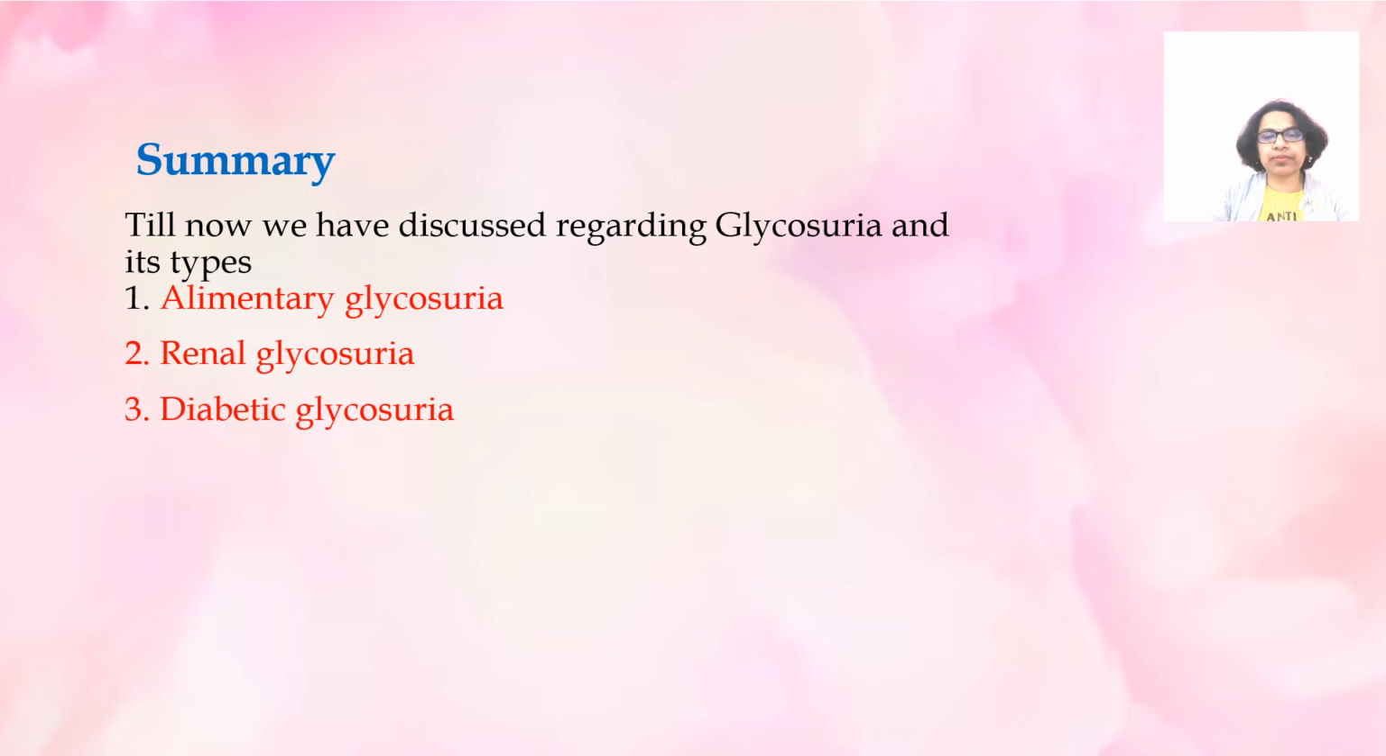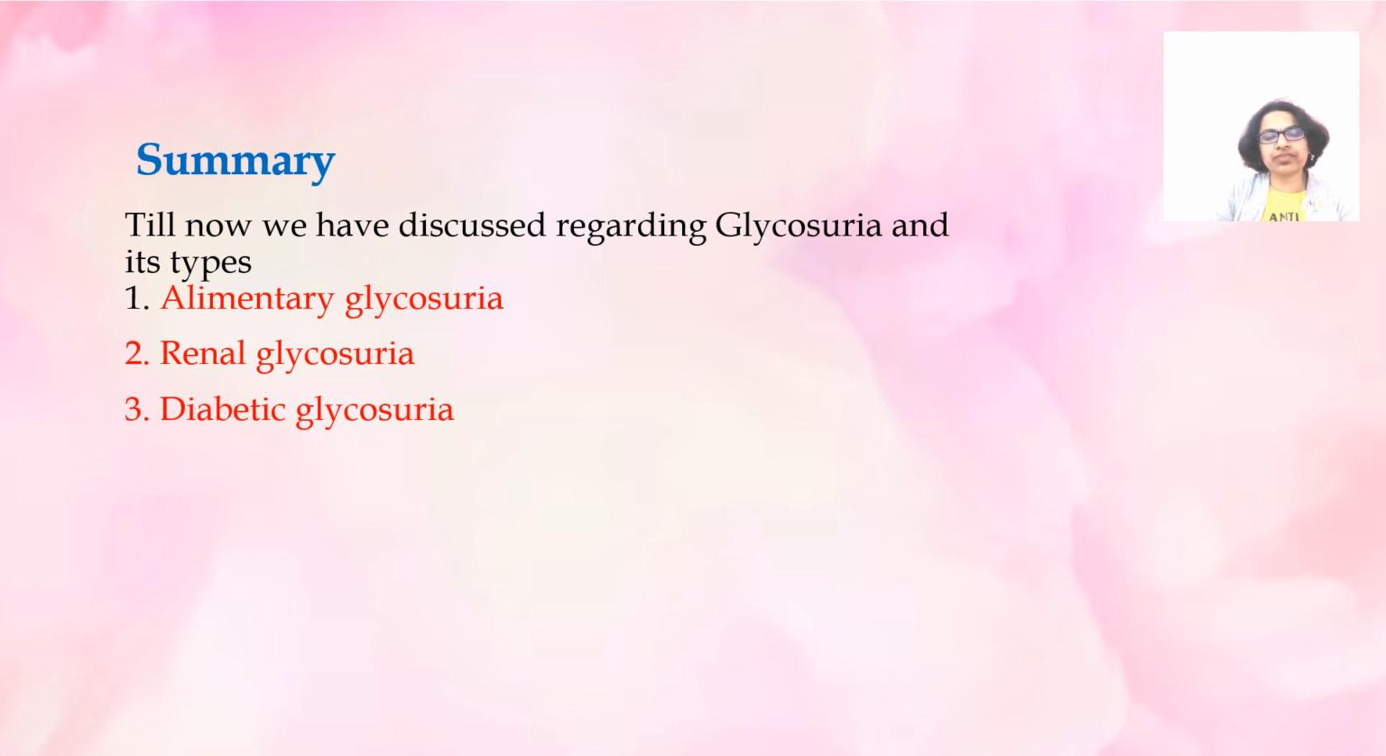So let us summarize our topic. Till now we have discussed what glycosuria is. Glycosuria is defined as the presence of abnormal glucose in the urine. Mainly there are three types: alimentary glycosuria, renal glycosuria, and diabetic glycosuria.